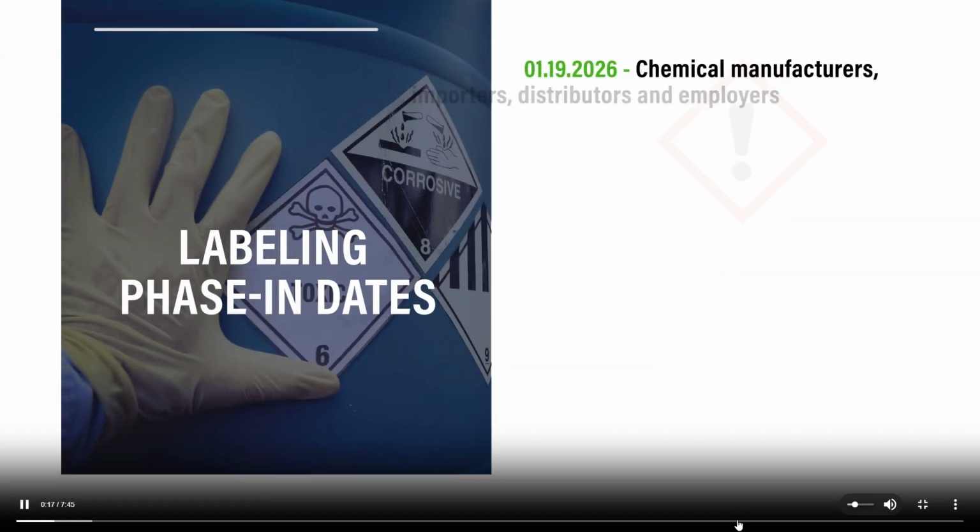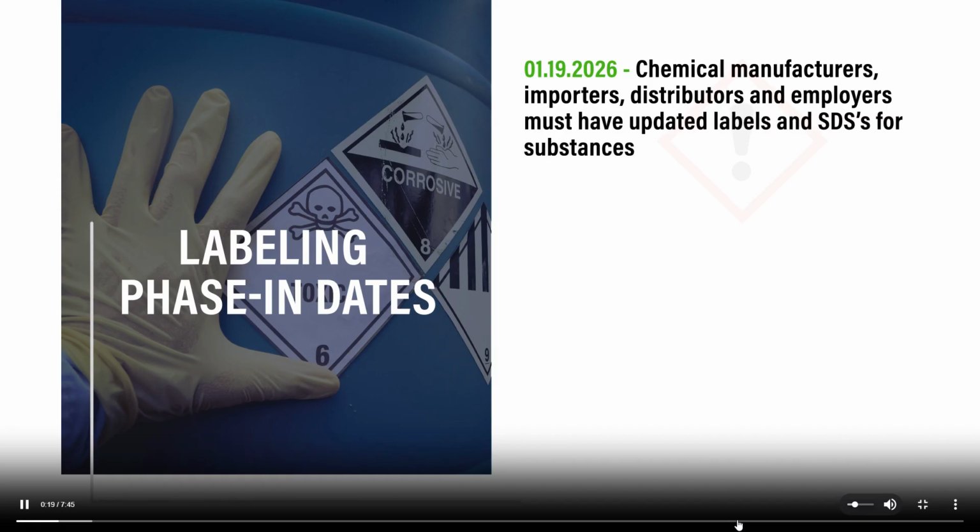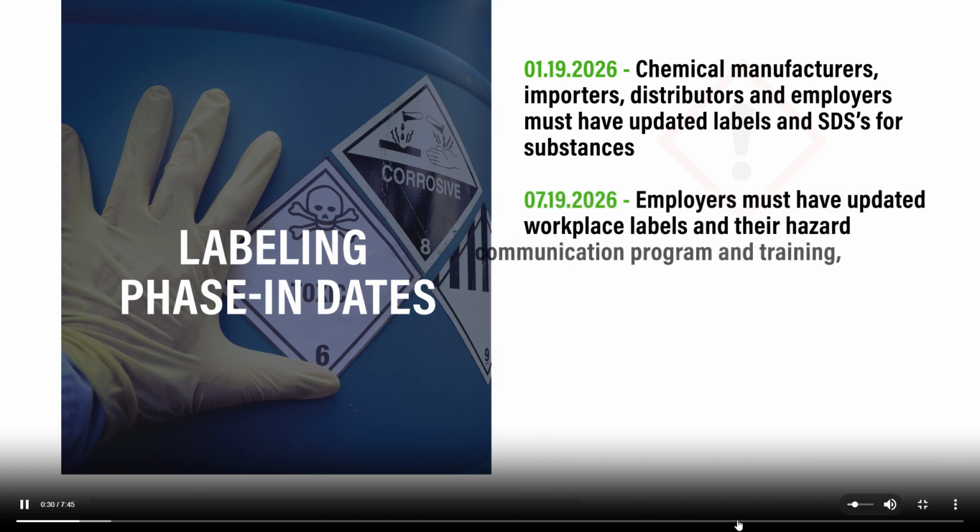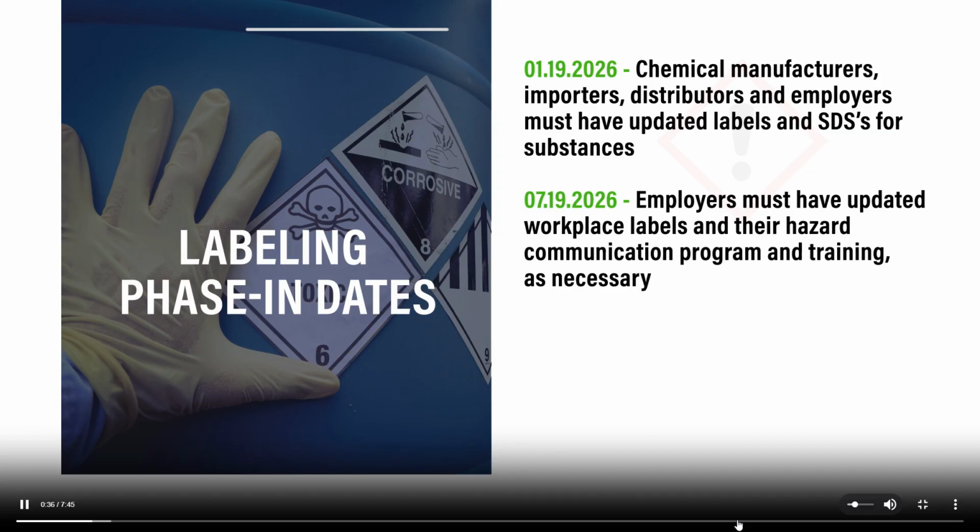Labeling phase-in dates include the 19th of January 2026, when chemical manufacturers, importers, distributors, and employers must have updated labels and SDSs for substances. By the 19th of July 2026, employers must have updated workplace labels and their hazard communication program and training as necessary.